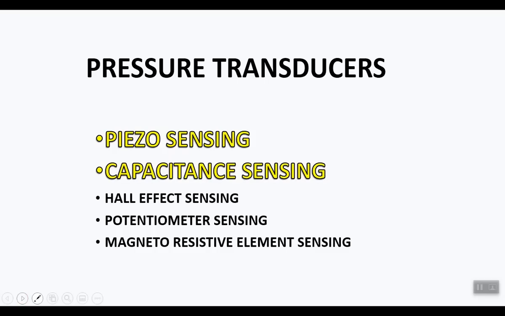And the pressure transducers that will be used will usually be a piezo sensor. Now, capacitive sensing is another type of sensor that is in the automotive industry. You can also have Hall effect, potentiometer, and magnetoresistive element. The most popular type of sensors used in the automotive industry for this application would be a piezo sensor.